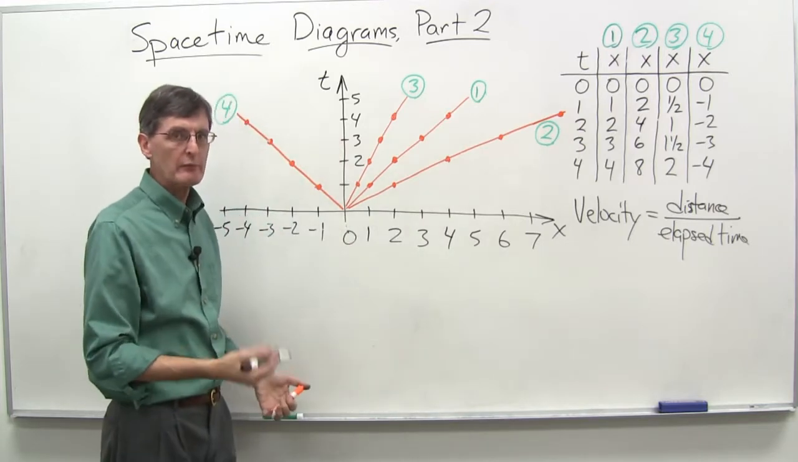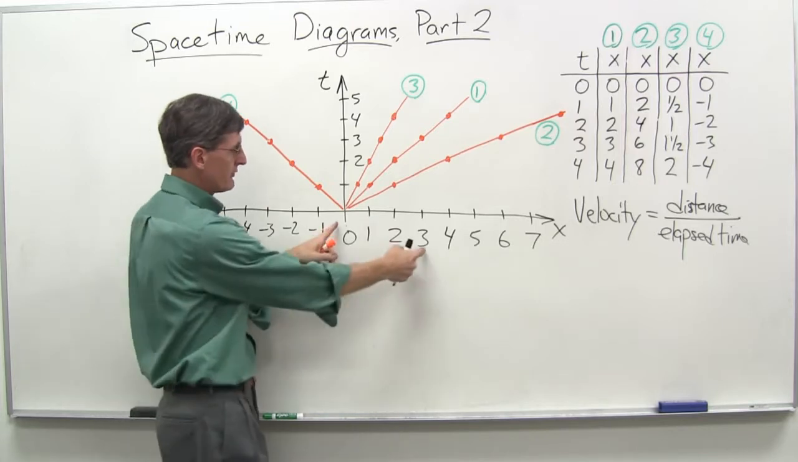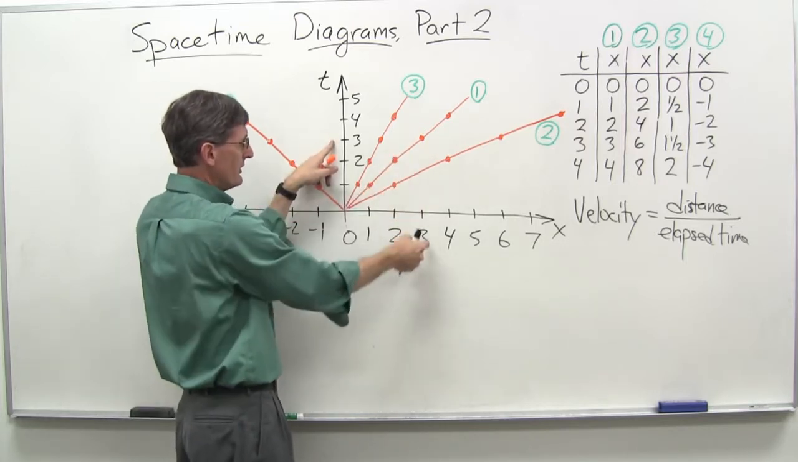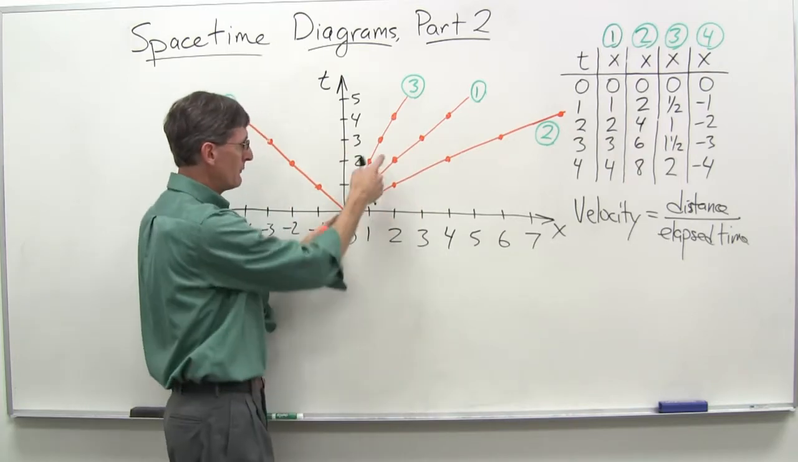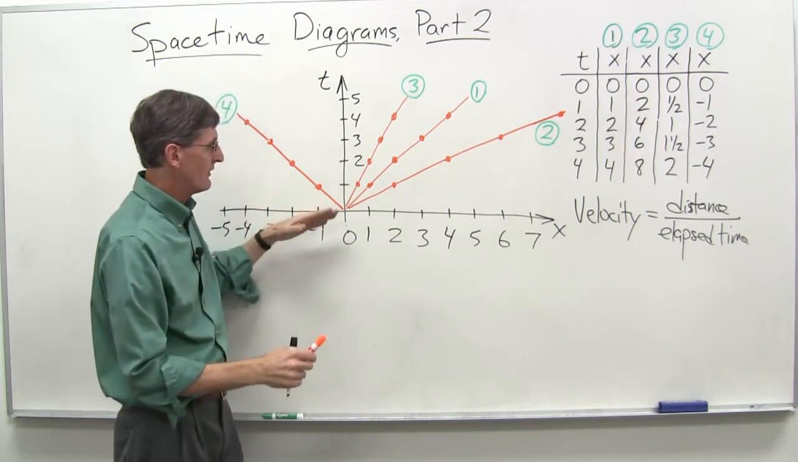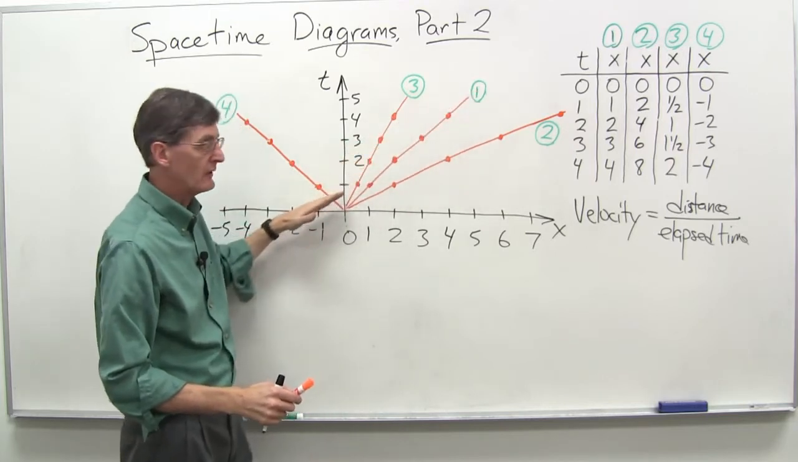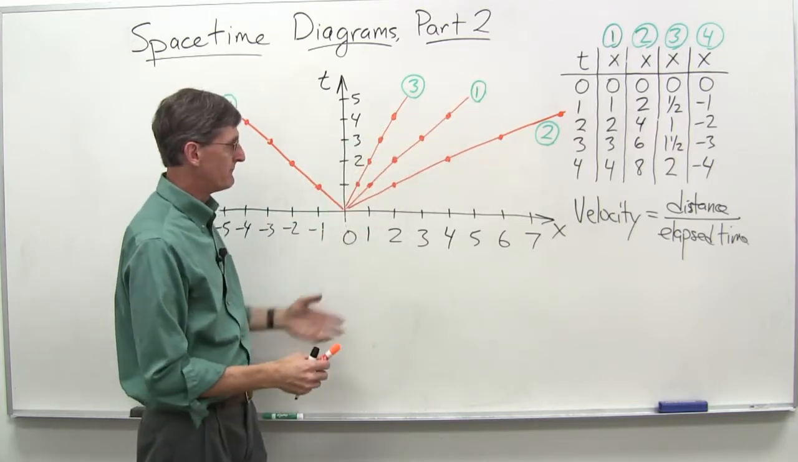Pretty clear we're going 1 meter per second. But if we want to calculate that, we could just take the 3 here. X equals 3 in 3 seconds. 3 divided by 3 is 1 meter per second. Or 2 divided by 2 is 1 meter per second. And because it's a straight line, as we talked about before, that's a constant velocity situation. And we're going to use that in just a minute.